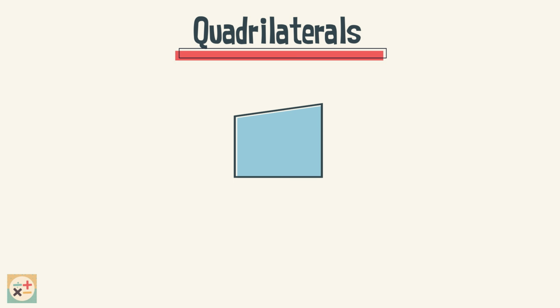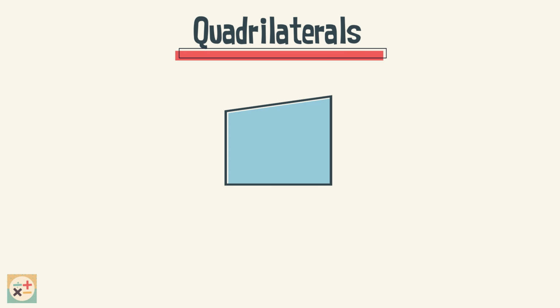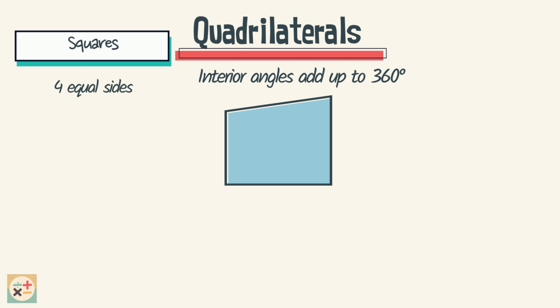Next up, quadrilaterals. Shapes with four sides. Key fact: all quadrilaterals have interior angles adding up to 360 degrees. Now the main ones. Square. Four equal sides. Four right angles. Opposite sides are parallel.